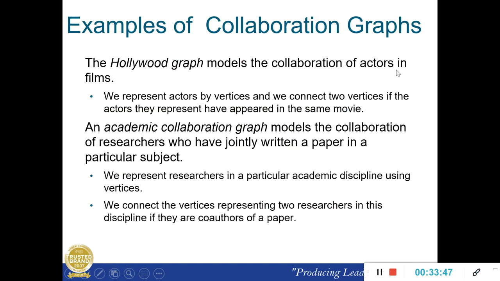So the Hollywood graph, you can model a Hollywood graph whether you want to know, let's say, who's the actor now. I only know the old school ones. Let's say you have Al Pacino and Robert De Niro. In gangster movies, they always compare these two with each other. So you can build a graph with how many films Al Pacino and Robert De Niro have acted in together, represented in the same movie.